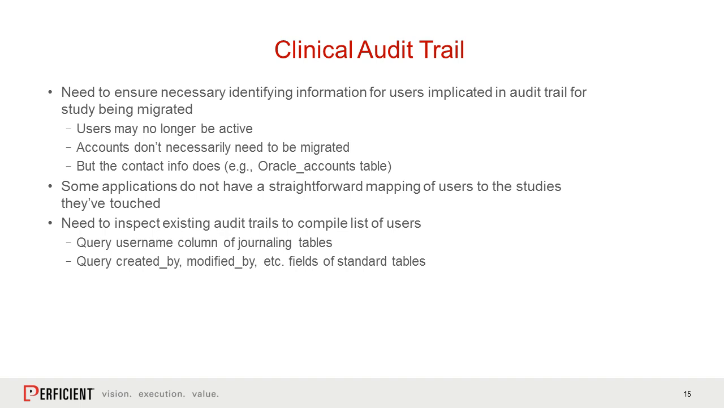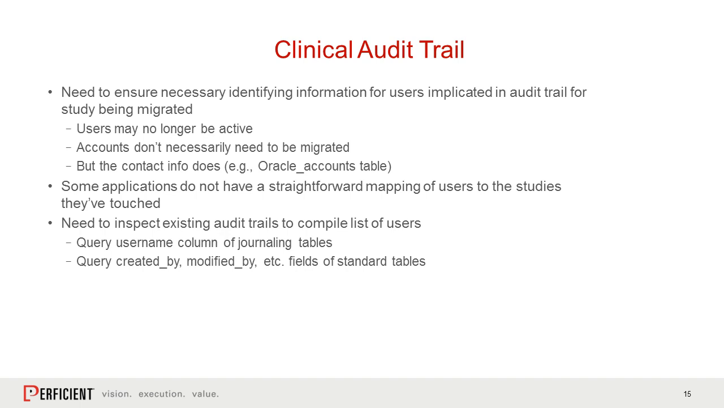All right. So some applications do not have a straightforward mapping of users to studies they've touched, and this goes back into that metadata inspection script I talked about during the overview. This type of script needs to look at all of the existing audit trails and look for the column that holds the username that made the modification. And you need to start compiling a list of all of those usernames.